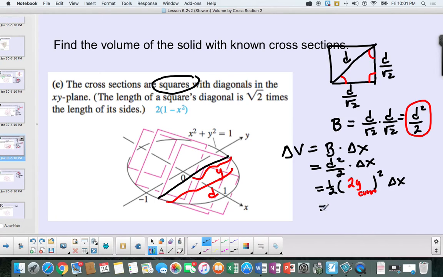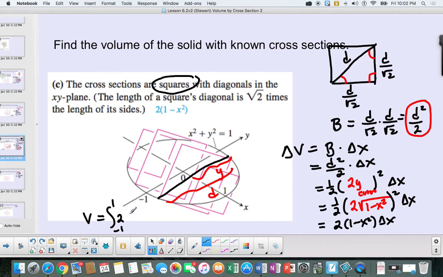Okay, so then I can write 1/2, and then this will be 2, and the y of the curve is the same that I've had before, the square root of 1 minus x squared, quantity squared, delta x. So this is going to simplify to be, now when this squares it's going to be a 4, so this will be 2, and when I square this it'll be 1 minus x squared delta x. So here's my integrand. My volume will be equal to the integral from -1 to 1, and here's my integrand, 2 times 1 minus x squared dx.